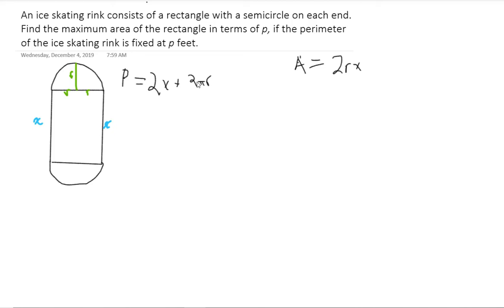Take the derivative, and then find r in terms of p. And plug that back into the equation, and then find A in terms of p. It's kind of confusing, but bear with me. We'll solve it together. Okay.